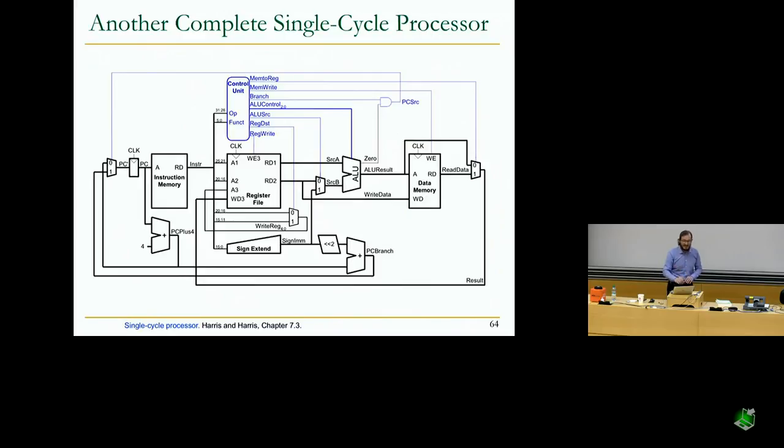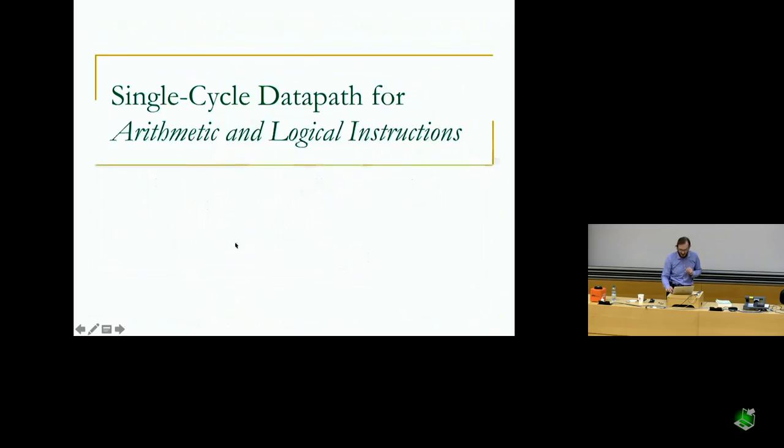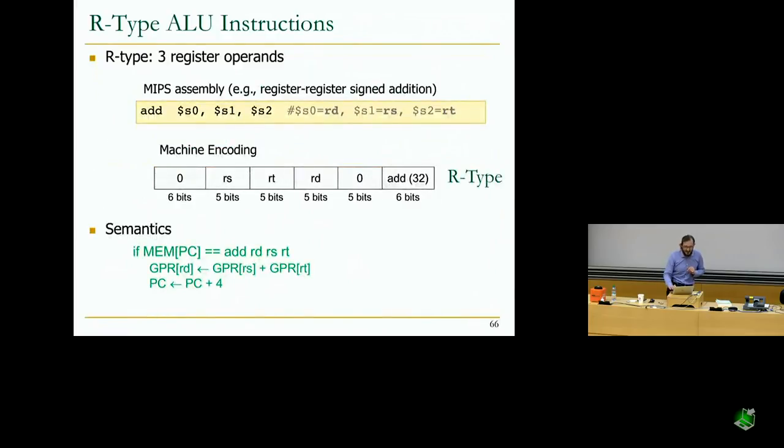This is another single cycle processor. This is from your book, and you can read the book. It's going to be very, very similar to what I'm going to describe. So let's build this data path first. Remember this picture? Juan showed this in the last lecture. Essentially, these are R-type ALU instructions.